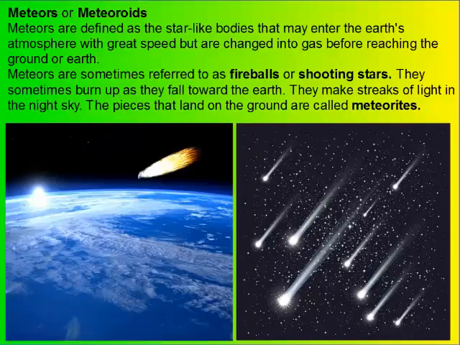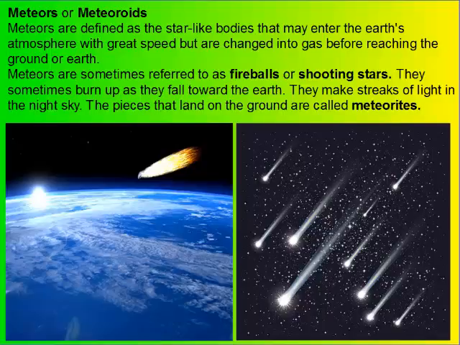So now, away from the asteroids, we look at the meteors or the meteoroids. Meteors are defined as star-like bodies that may enter the Earth's atmosphere with great speed, but are changed into gas before reaching the ground or Earth. Meteors are sometimes referred to as fireballs or shooting stars. They sometimes burn up as they fall toward the Earth. They make streaks of light in the night sky.